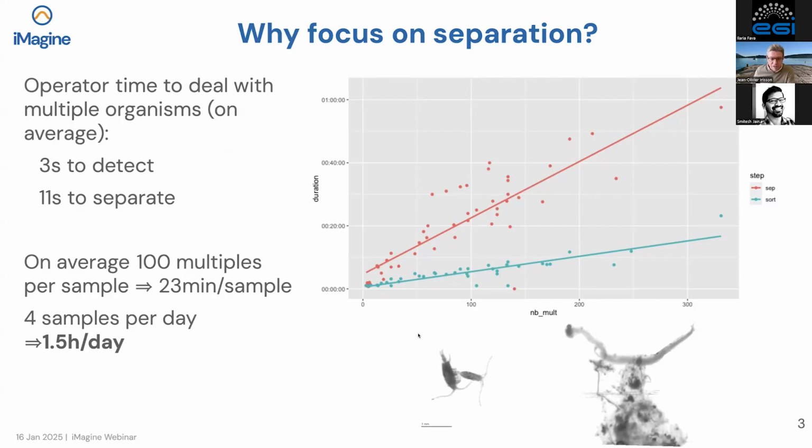But if you count that on average, again, you have about 100 such images per regular sized scan. That means that in total, it takes you about 20 something minutes per sample. And we count that, all in all, with the scanning and the classification, etc., you can go to 4 samples per day. That means that people are wasting 1.5 hours of their life just dealing with the multiples. So that seemed like a good target.